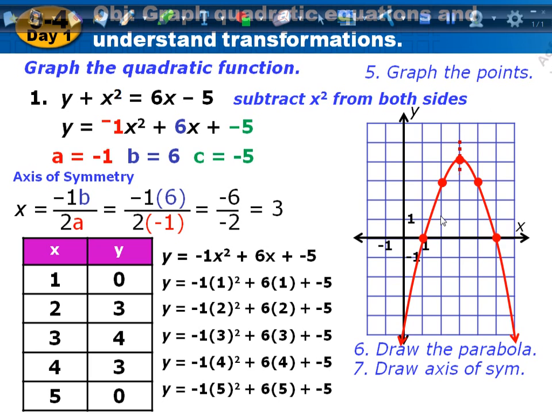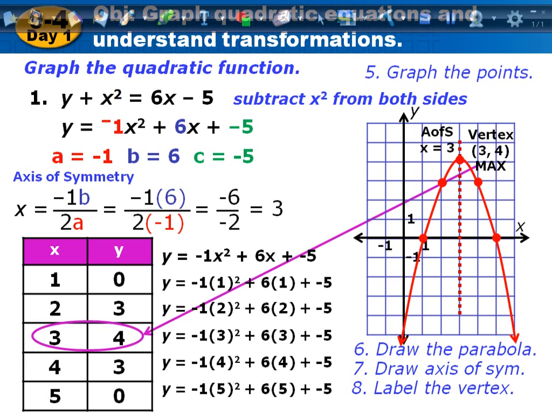We're going to draw the axis of symmetry. That's the line that cuts it in half. Remember that you have to have your x equals when it comes to the axis of symmetry, so x equals 3. Label the vertex. The vertex, again, is the maximum or minimum point. So our vertex is 3, 4.